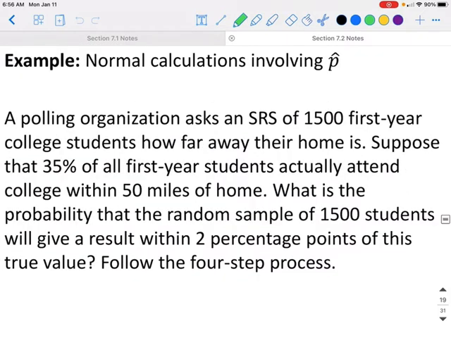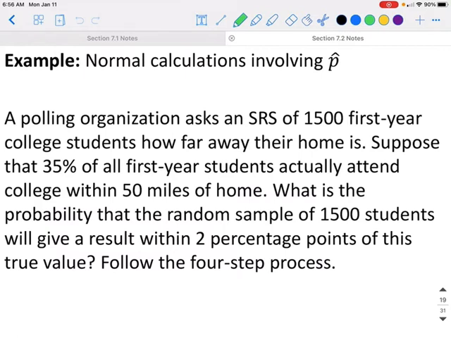So a polling organization asks a simple random sample of 1,500 first-year college students how far away their home is. Suppose that 35% of all first-year students actually attend college within 50 miles of home. What is the probability that a randomly selected sample of 1,500 students will give a result within 2 percentage points of this true value? Follow the four-step process.